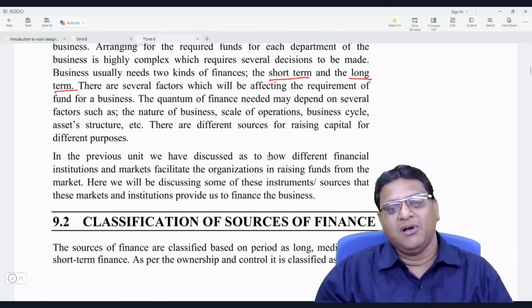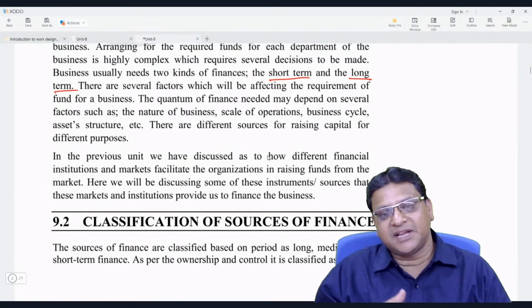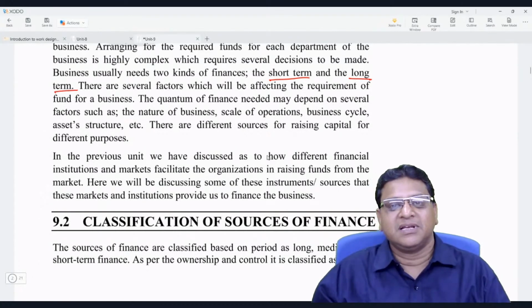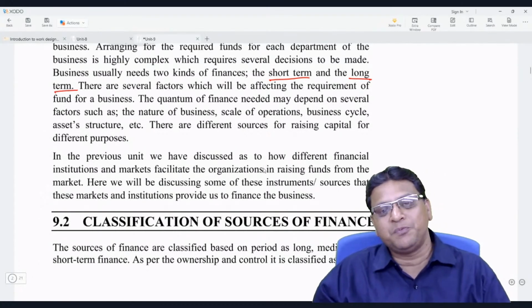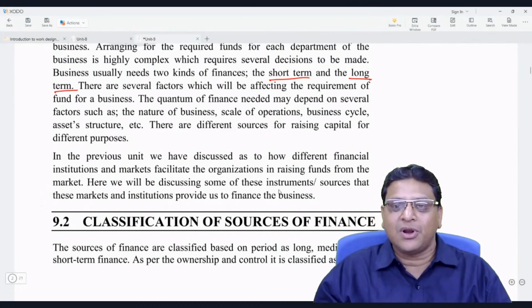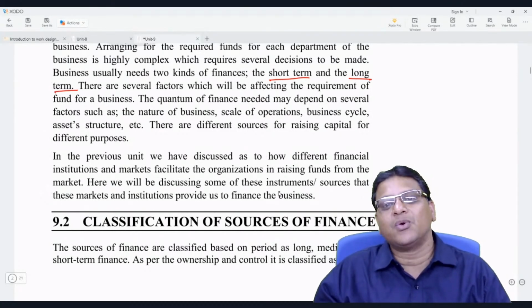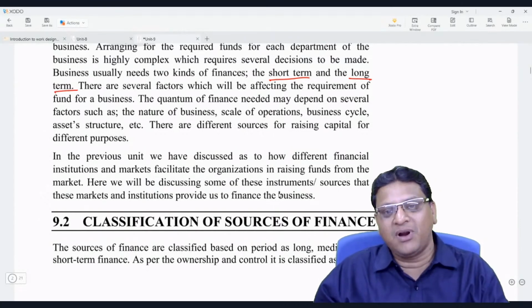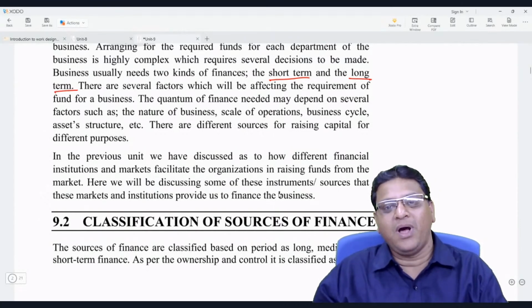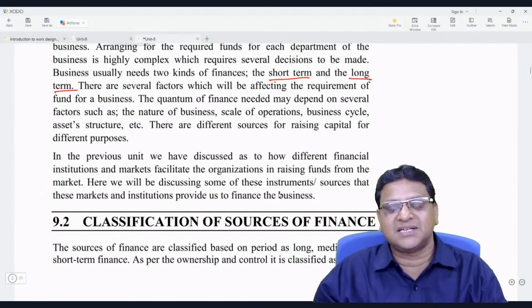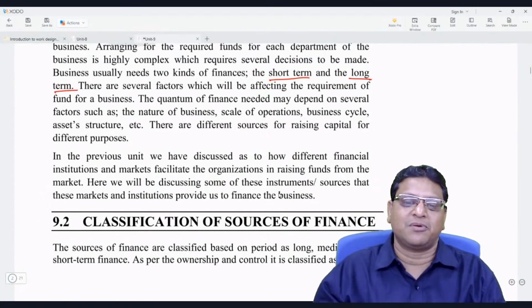Hence, the financial requirement of an organization can be classified into two parts. One is short-term finance, another is long-term finance. So what is short-term finance? The finance required for less than 1 year is known as short-term finance, and the finance required for more than 1 year is known as long-term finance.